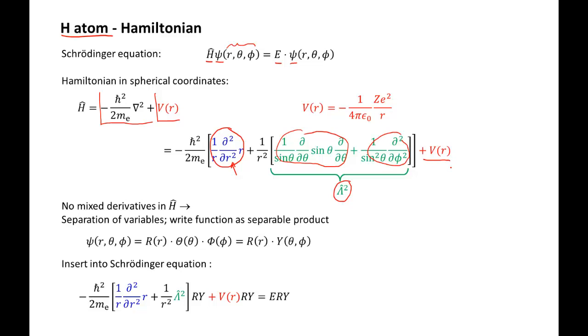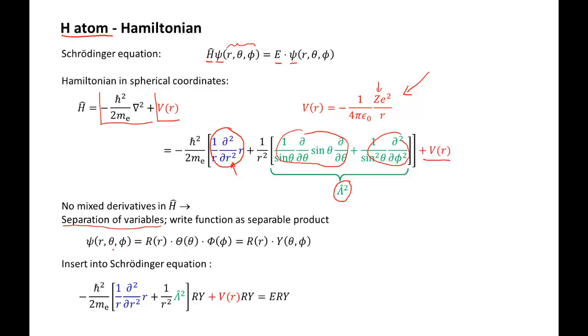I'm not going to spell out the potential at this time, but the Coulomb potential is given by this equation here. Z is the nuclear charge, so for hydrogen it would be 1, for helium it would be 2, and so on. Now, looking at this Hamiltonian operator, we see that there are no mixed derivatives. So we can try a separation of variables, which is a standard approach to solve these types of equations.